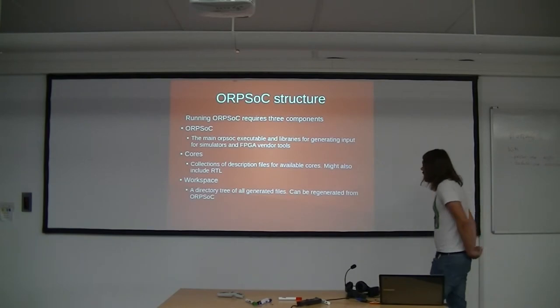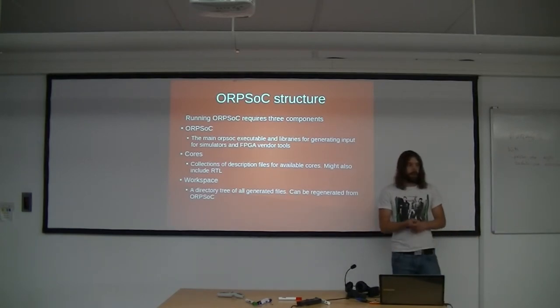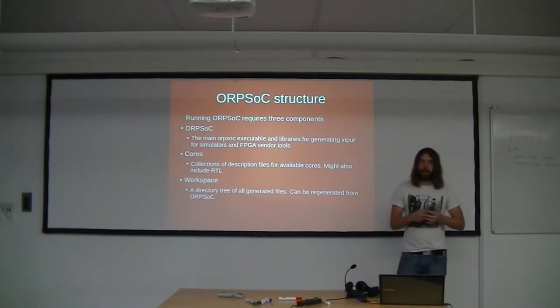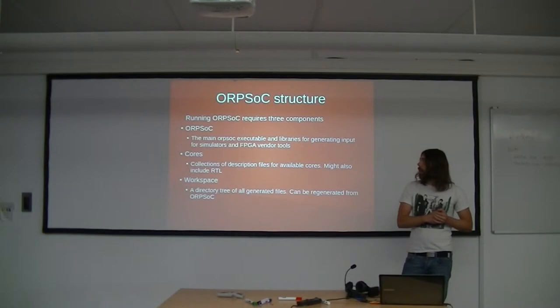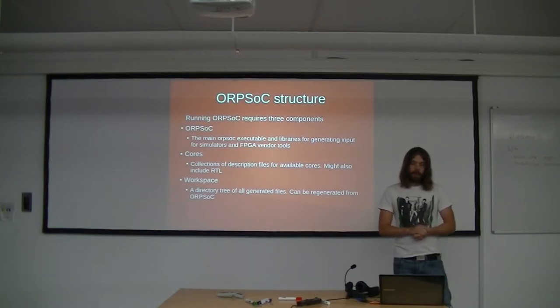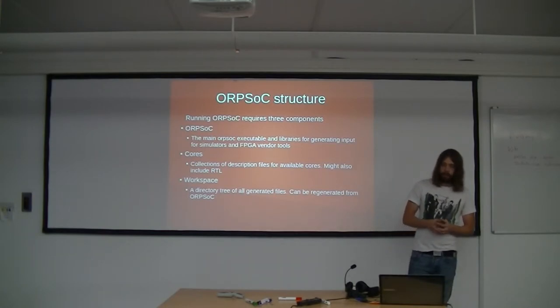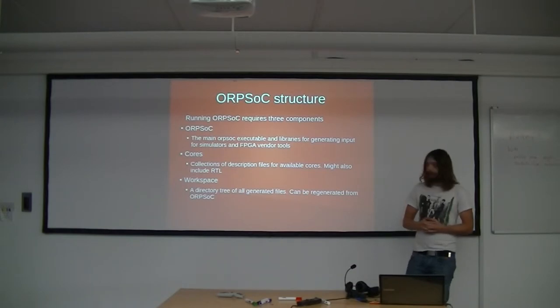The original ORPSoC and ORPSoC version 2 was a complete system with RTL code and tools for generating systems. This is not the case anymore. This is now divided into three major components. We have ORPSoC itself, which is a bunch of Python scripts to generate all the compile scripts and to put together the system on chip. But it doesn't contain any RTL code itself, because that is moved to the cores, which is a collection of descriptions. I will come back to that later.